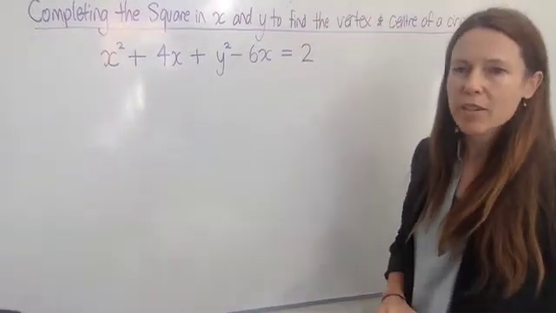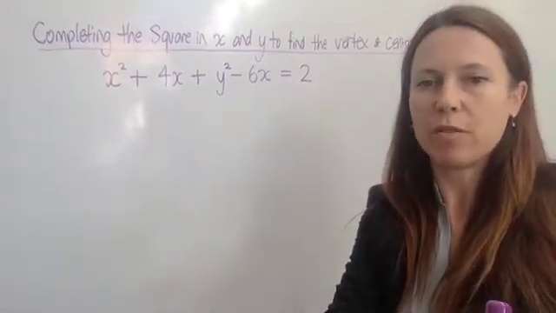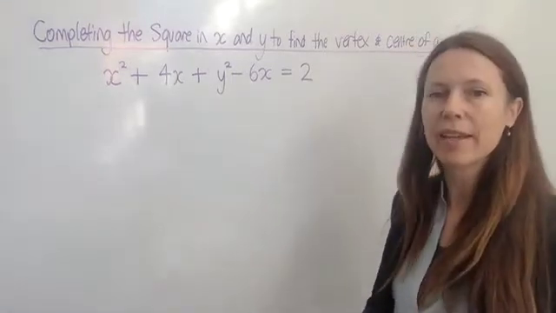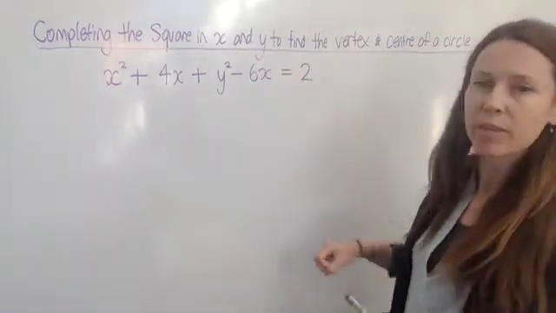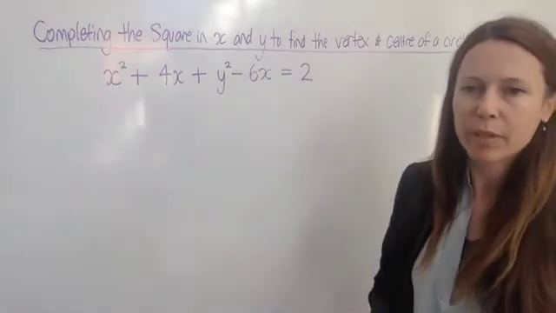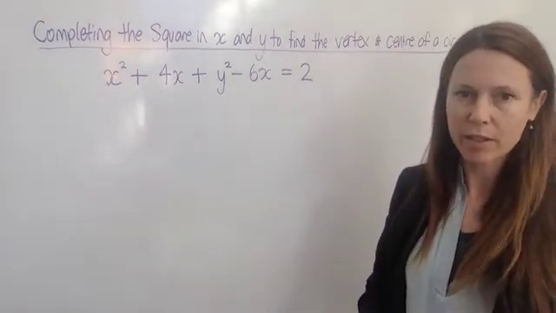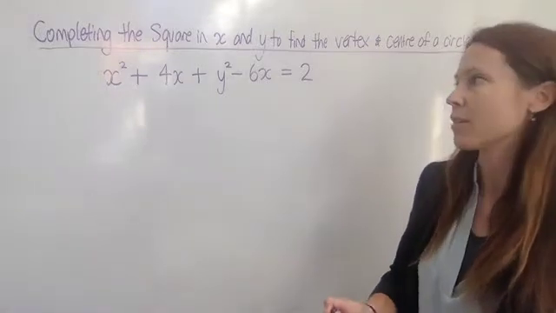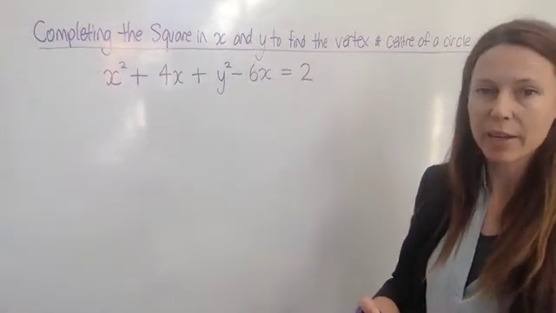Okay, the last thing we need to know how to do to complete 4a is we need to be able to complete the square in x and y so that we can easily find the vertex and the centre of a circle. Now, so far we've only completed the square for one pronumeral at a time, but this is a really handy skill where completing the square tells us a lot about a circle.